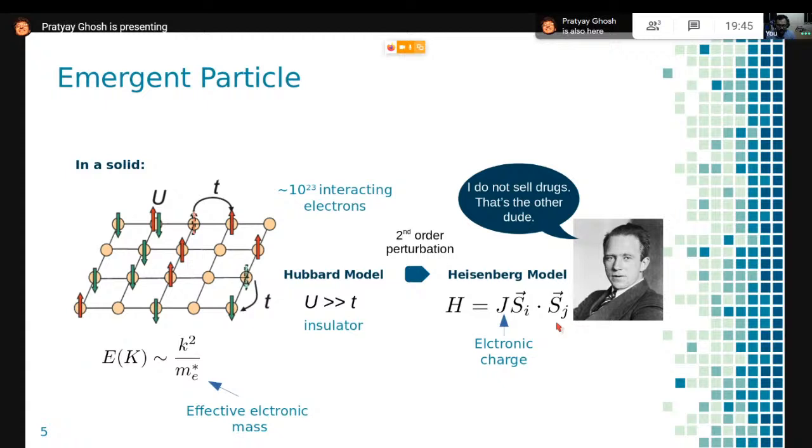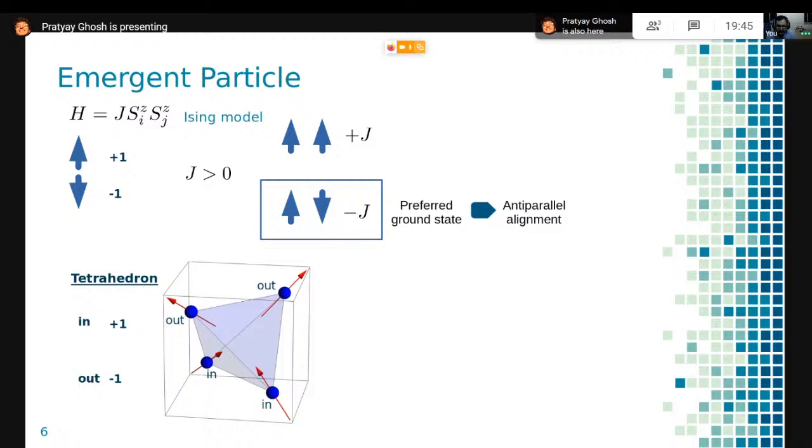Okay. Another question is that the idea of spin out and spin in is not clear in the structure of the water molecule. Water molecule doesn't have a spin in or spin out. It's the hydrogens. Okay, so let me go ahead.